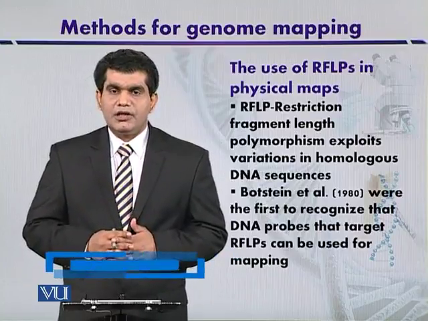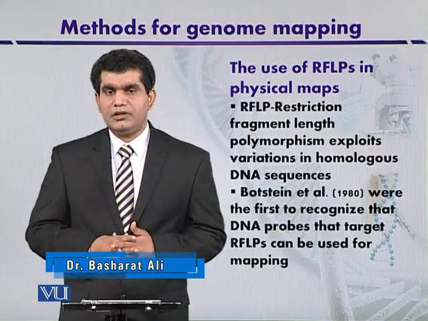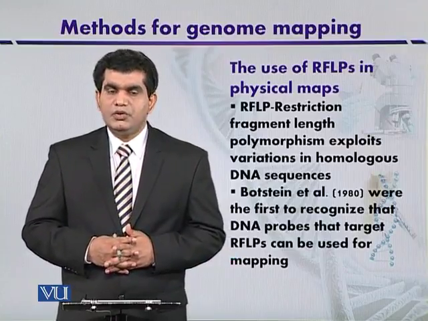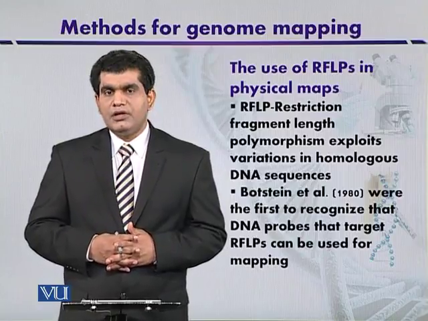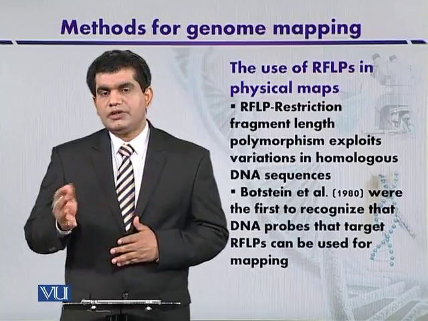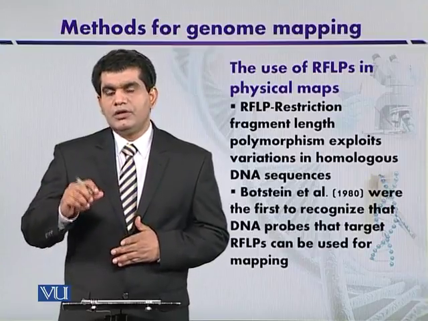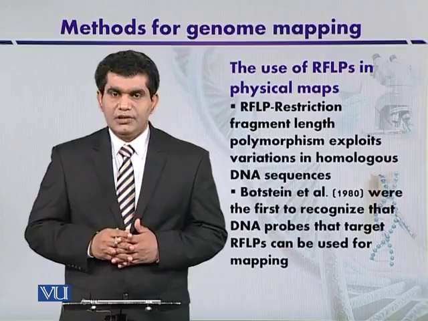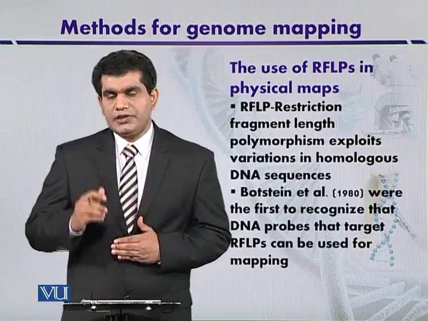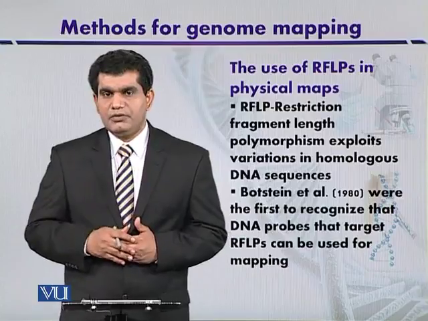As we discussed, most of the human genome, around 99.9%, is similar, and only 1% of the genome is different. And this difference can be exploited to study polymorphism, because if 0.1% differences are there, the restriction target sites will be affected from one individual to another due to 0.1% variation.